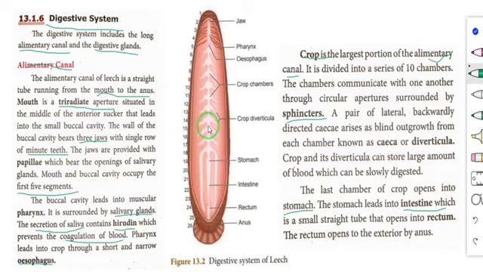Understand? The food, that is the blood, is stored in the crop chambers as well as the diverticular region. The crop opens into the stomach region through the last, 10th chamber. The stomach leads into the intestine, which is a small straight tube. That tube opens into the rectum, and the rectum opens to the exterior by the anus.